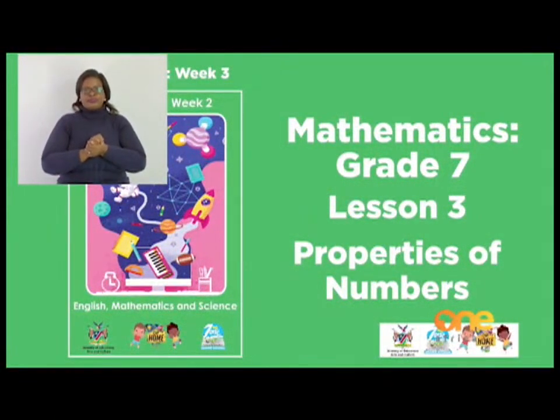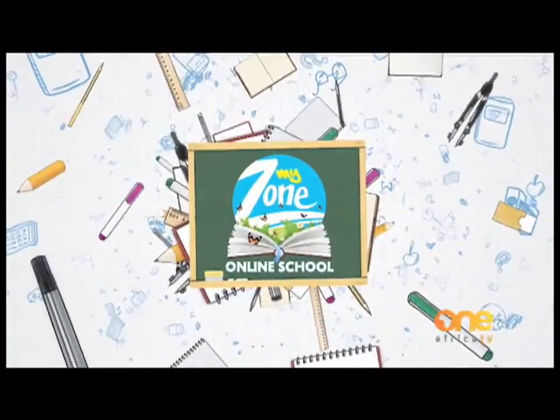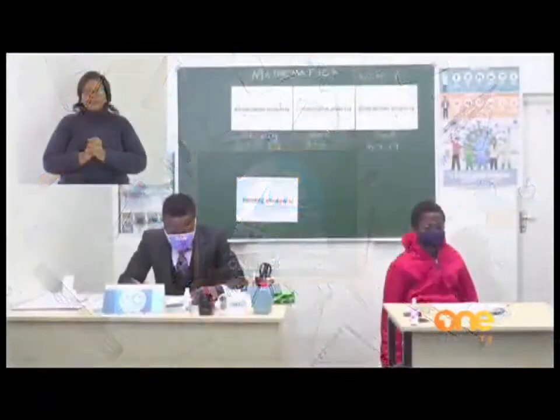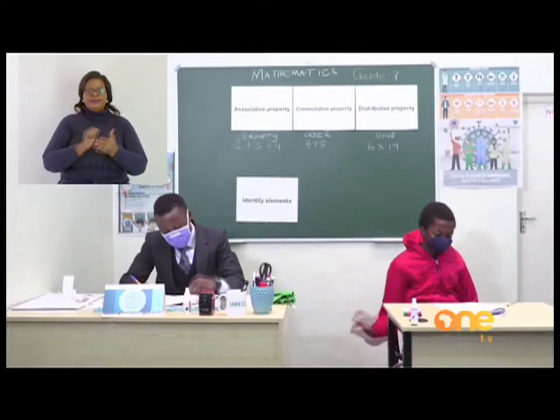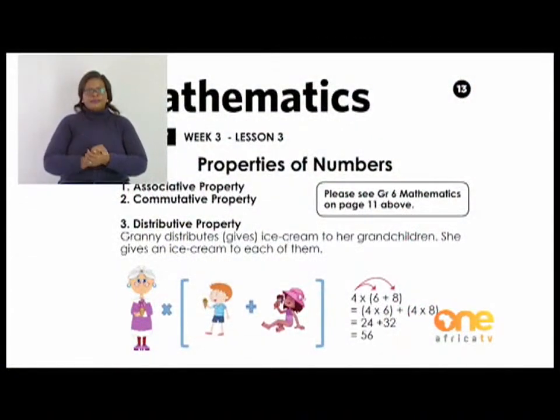Our lesson of today is on properties of numbers. Let us take our booklet to page 13, where we are starting. And the properties of numbers, we have to read through. The first one is associative property, commutative property, and distributive property.